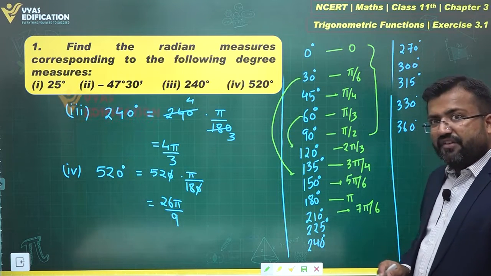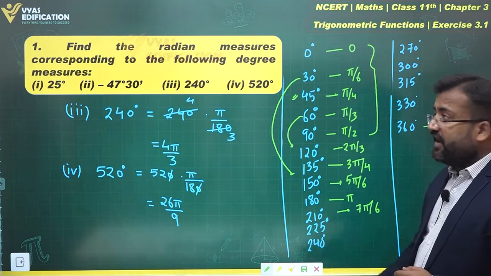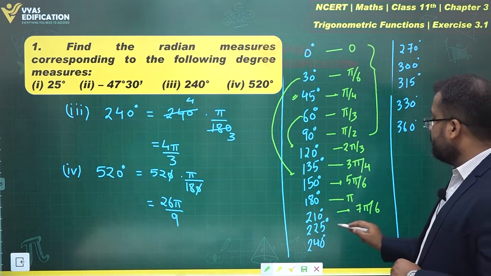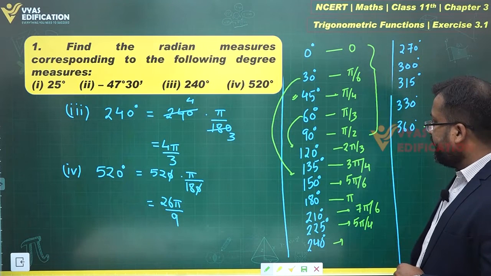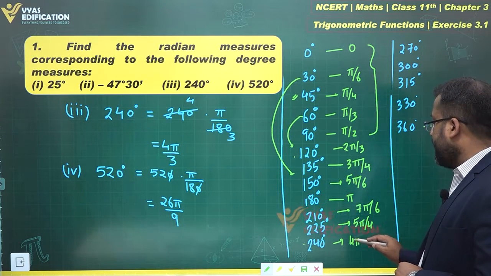What about 225 degree? Can you imagine now? 225 degree would be based on this 45 degree. 45 degree times what? 45 degree times 5 is 225 degree. This is 5 pi by 4. What about 240 degree? 240 degree is nothing but 120 times 2, which is 4 pi by 3.